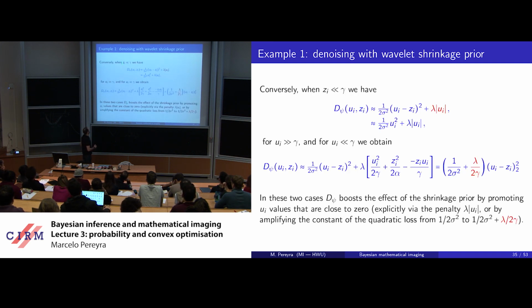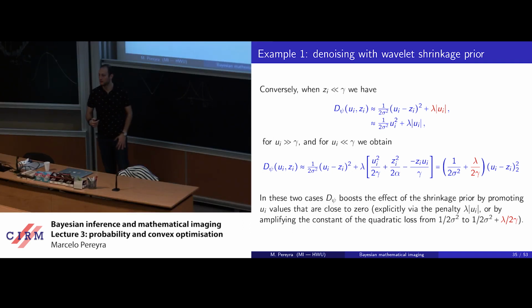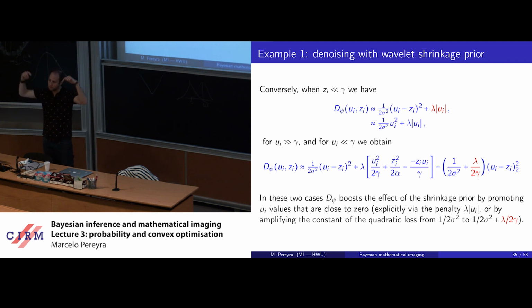What happens when zi is small? And it's small, so it's close to 0. Well, then we observe that in addition to the effect of the prior pushing the likelihood to 0, the loss function that you're using to compute the estimator brings additional shrinkage.